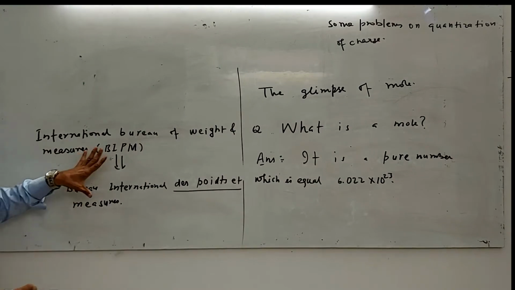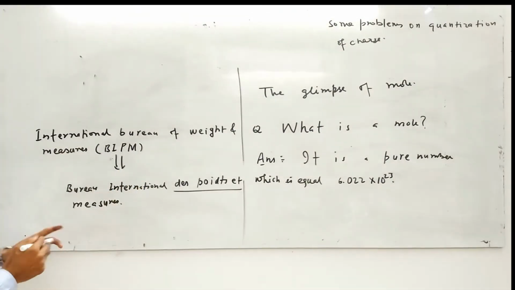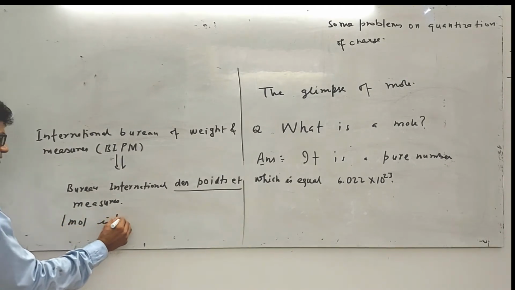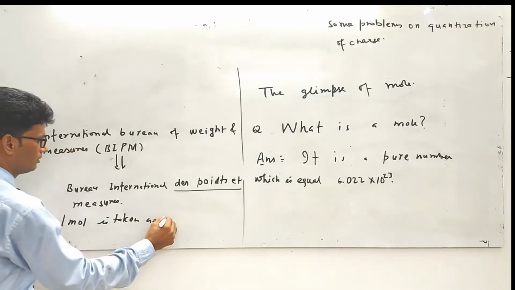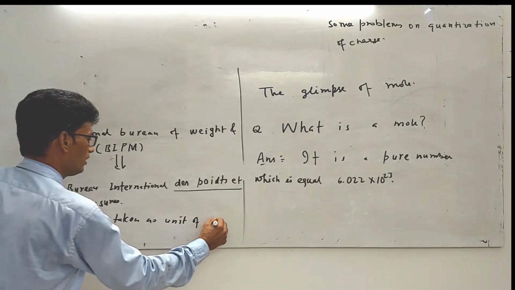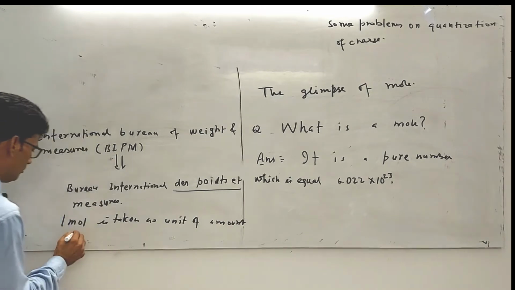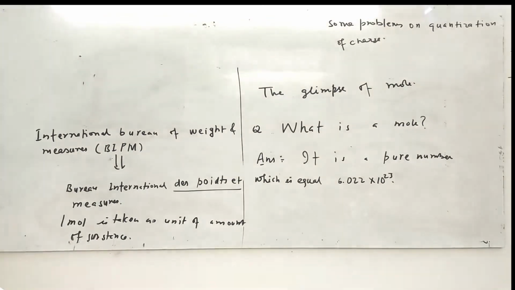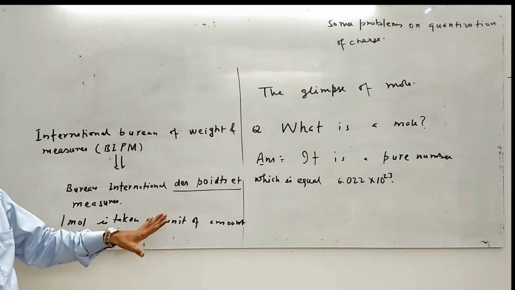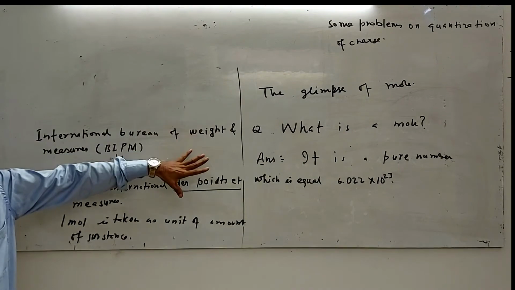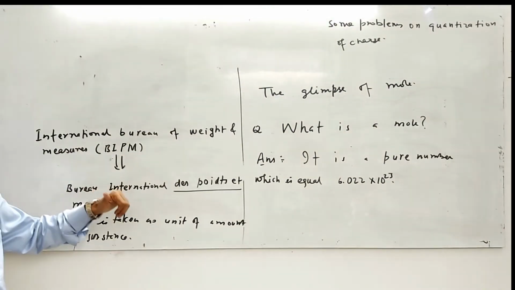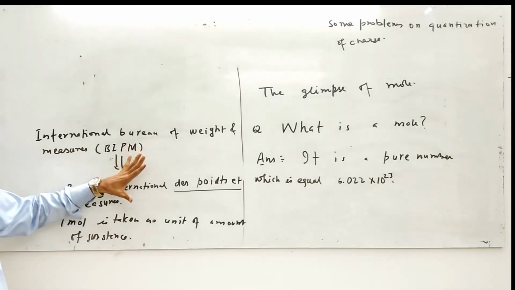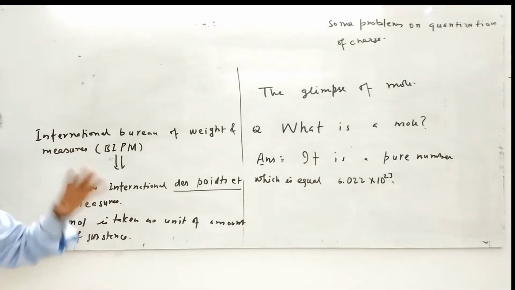So, as per this BIPM, 1 mole, MOL, not E, is taken as the unit of amount of substance. We have to follow it. Strictly speaking, no way is this number a unit of any physical quantity. But as per the BIPM, we have to accept it, because it is the international organization that has the right to say something and we have to adopt it.